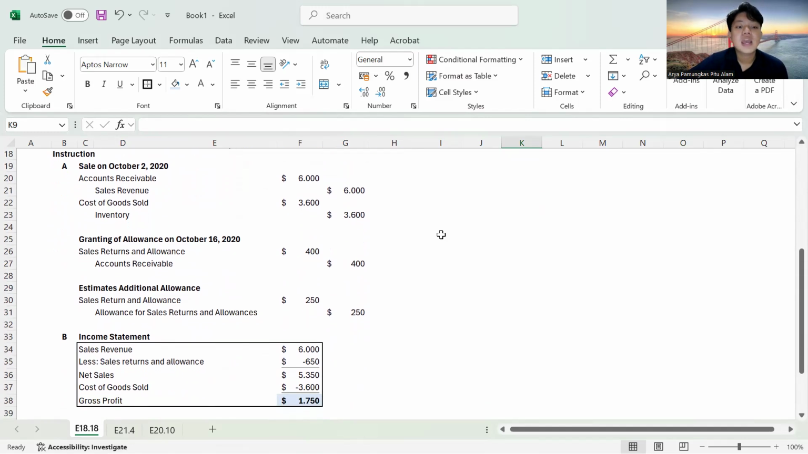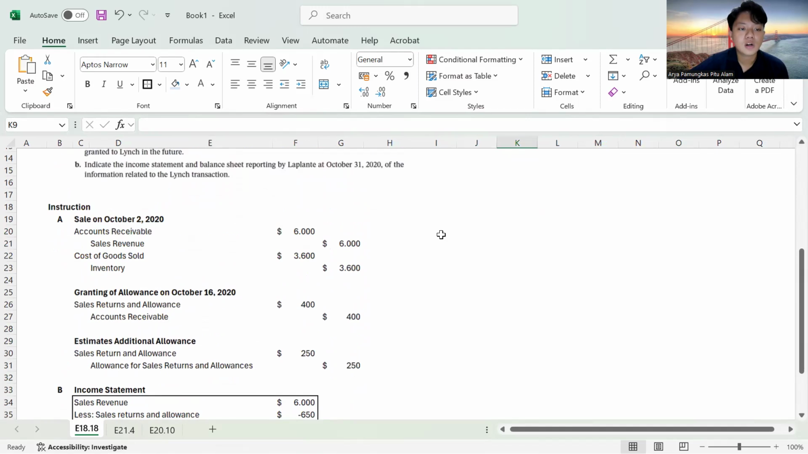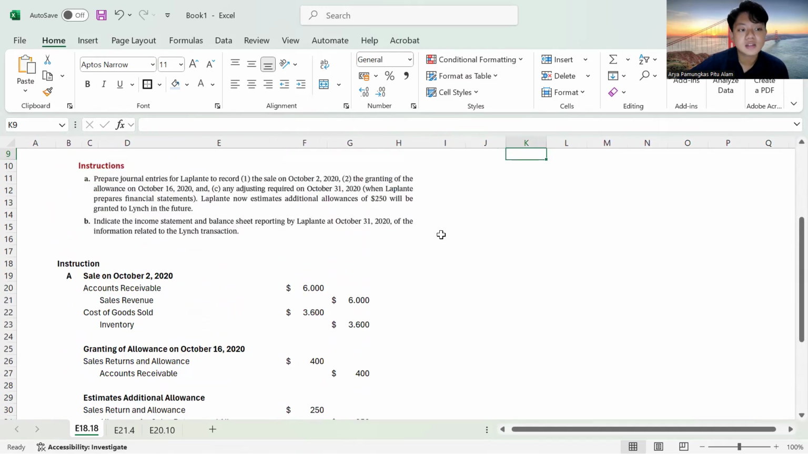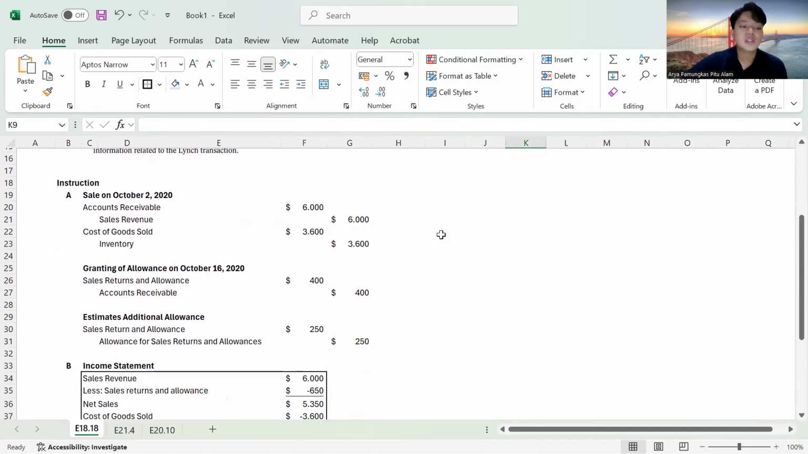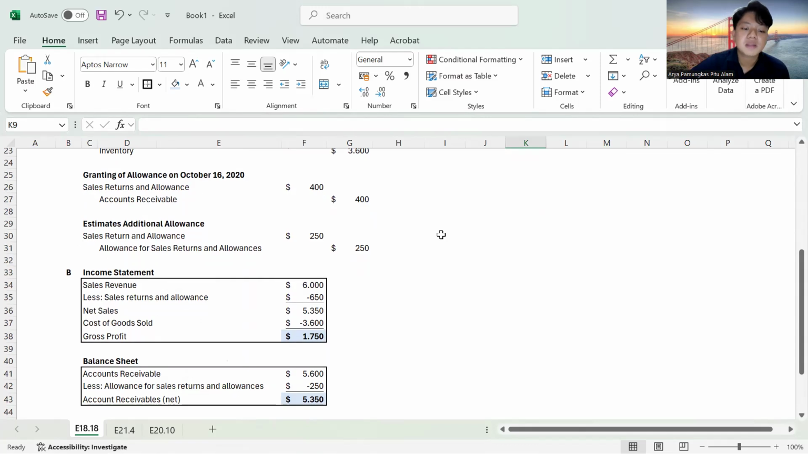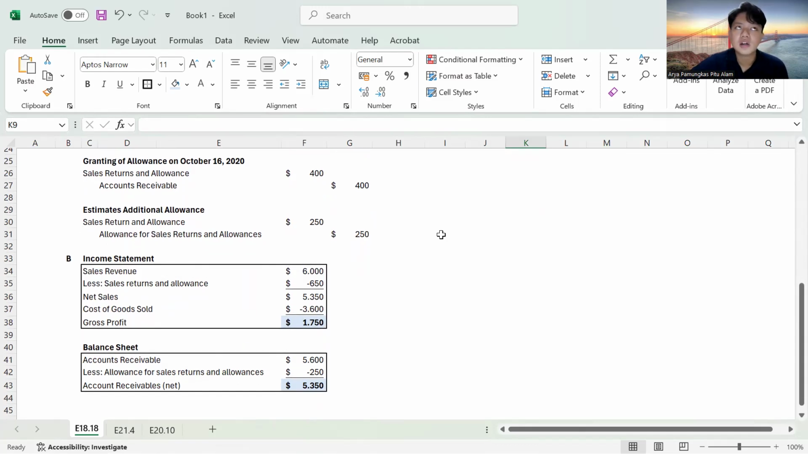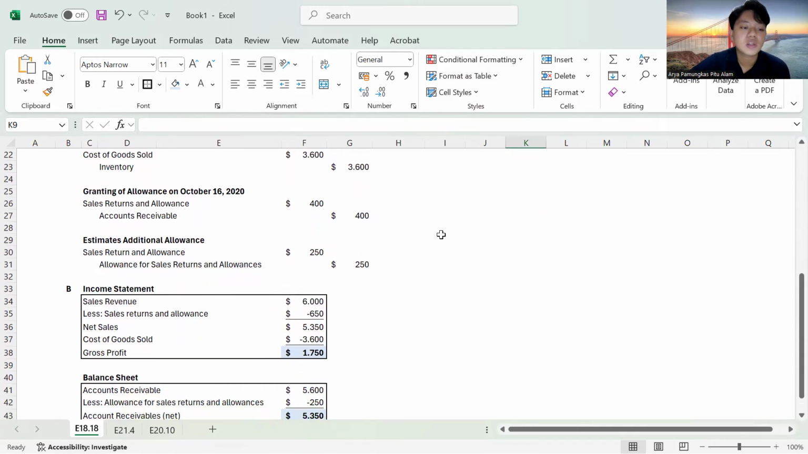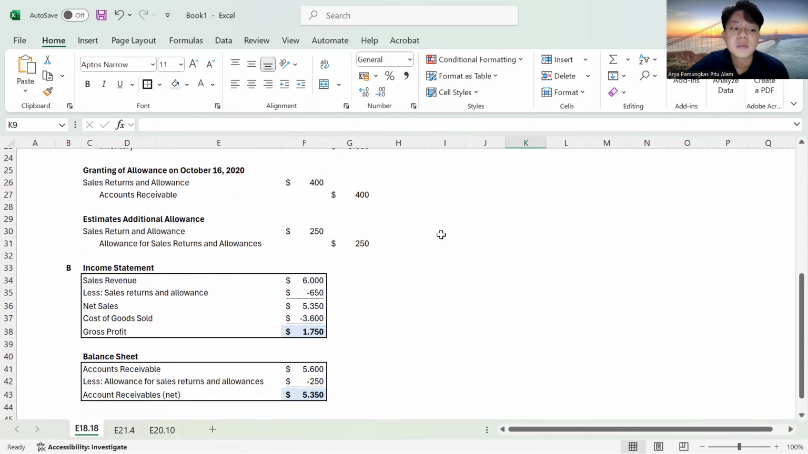Then the next instruction, instruction B, is to indicate the income statement and balance sheet reporting by La Plante at October 31, 2020, of the information related to the Lynch transaction. So this income statement and balance sheet will involve the information already stated above. It won't be a complete income statement and balance sheet.